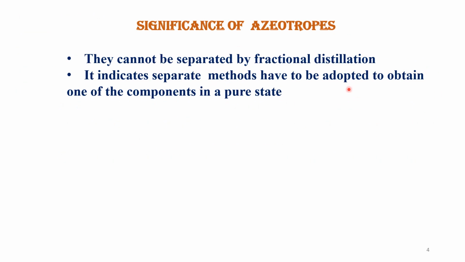What is the significance of azeotropes? They cannot be separated by fractional distillation. It indicates that separate methods have to be adopted to obtain one of the components in a pure state.